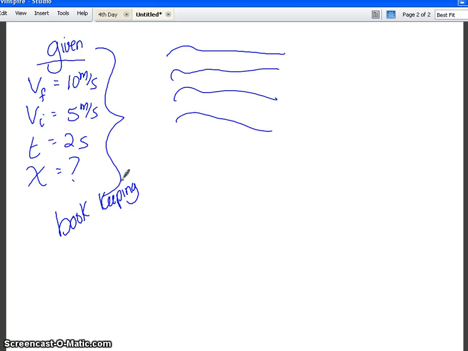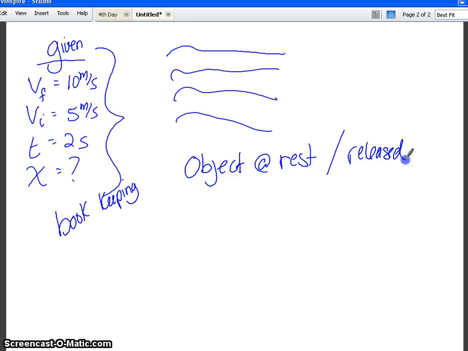Second thing, there are some words that come up all the time, especially an object at rest, or an object is released from a certain height. Basically, what this is saying is these objects have an initial velocity of 0 meters per second. They are starting off from a standstill and then they're moving after it.